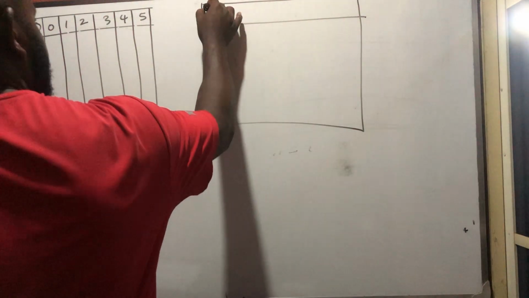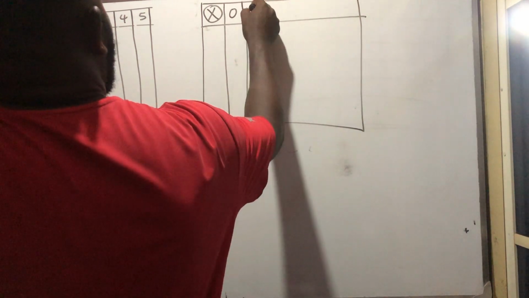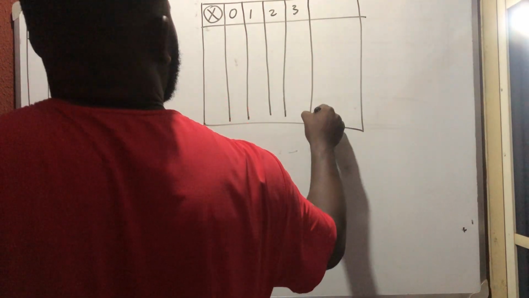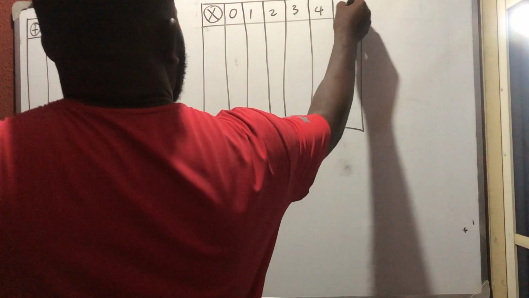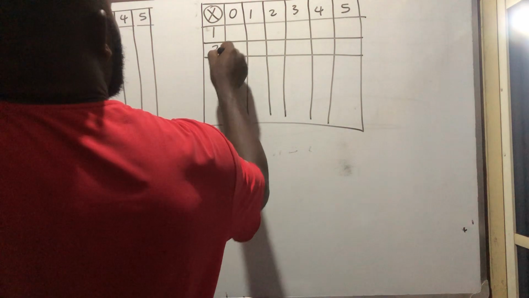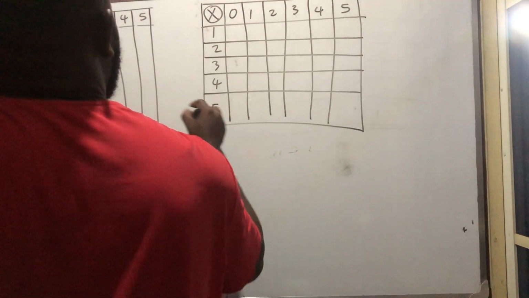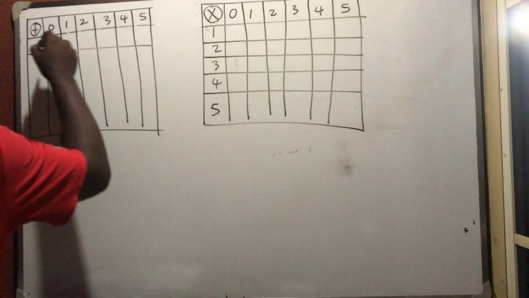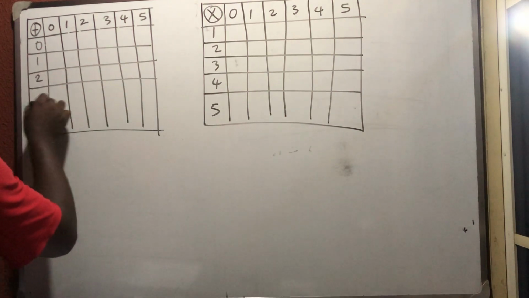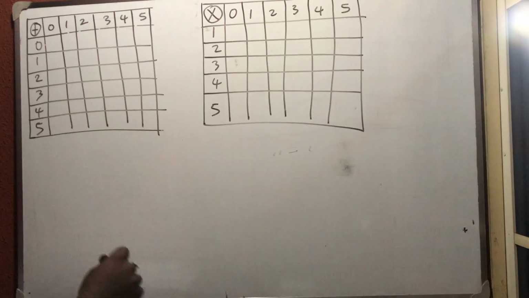They give us another one. They say that this one is times. They give us again 0, 1, 2, 3, 4, 5 along the top, and 0, 1, 2, 3, 4, 5 down the side.